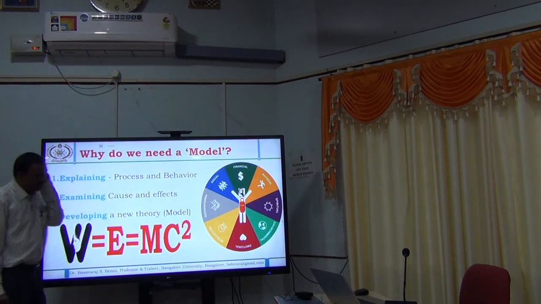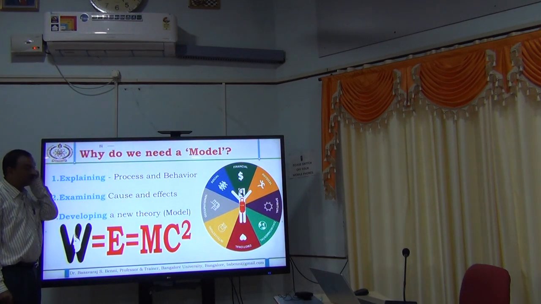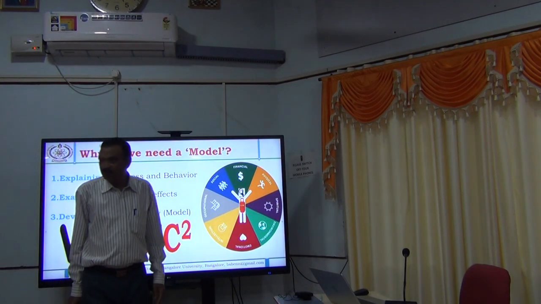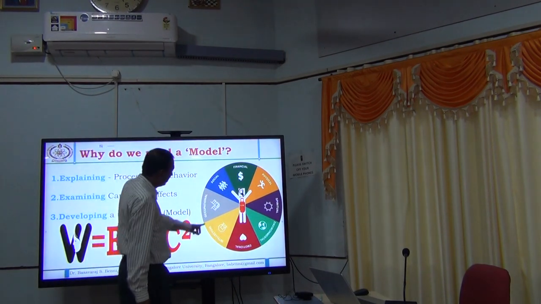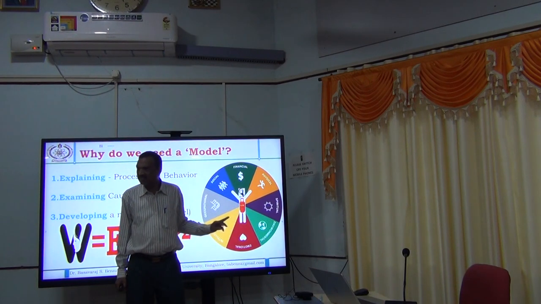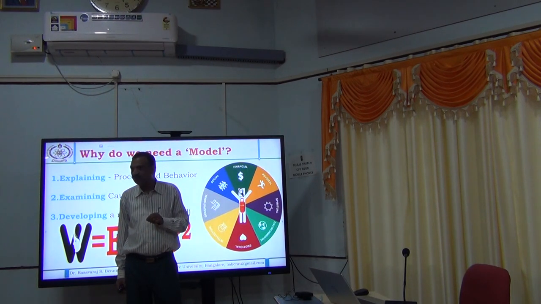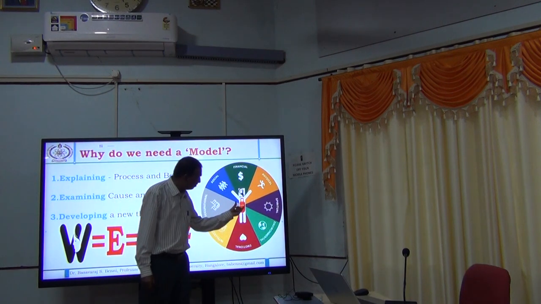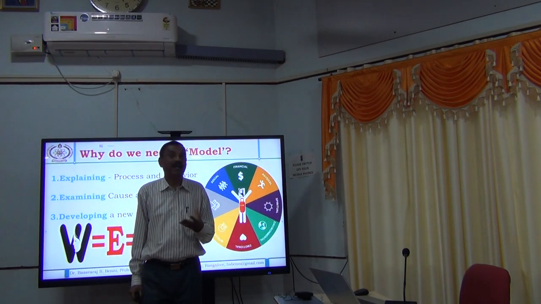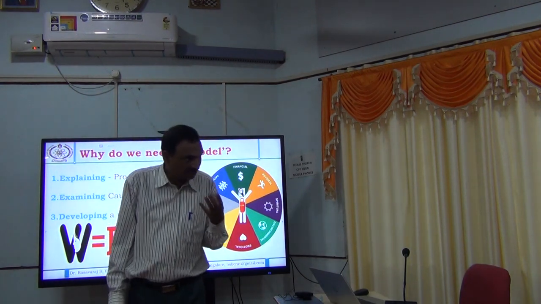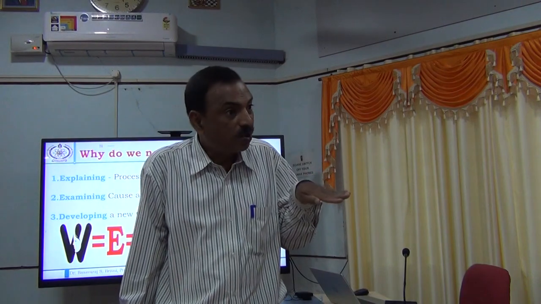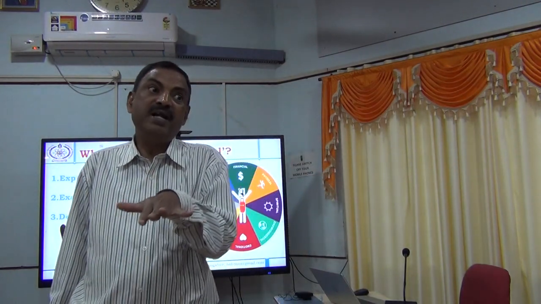Now let us take one simple, interesting example. We have a scheme called Pradhan Mantri Ujjwala Yojana. Ujjwala means a cylinder. It is a very interesting scheme. Basically it is the empowerment of women. It is a scheme designed by the Government of India for BPL card holders, for women headed families.